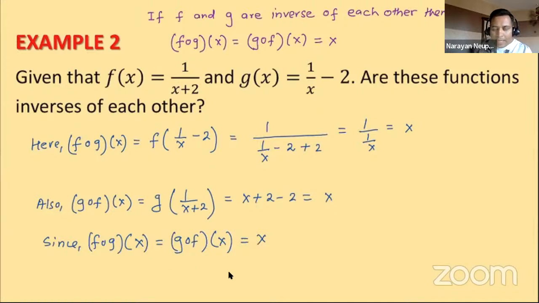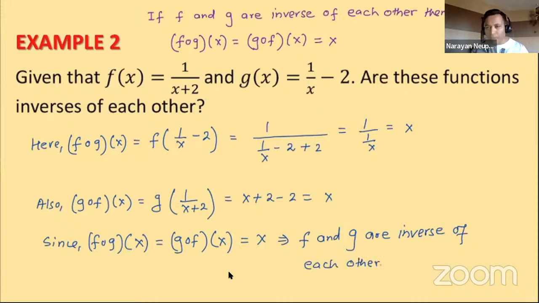this implies f and g are inverse of each other. So this is how we can prove whether two functions are inverse or not. The idea is that if these two functions are inverse, they will be one-to-one functions. That's why their composition is an identity function. They go from the original input to the output, and the inverse will reverse that. That's why we get that identity here.